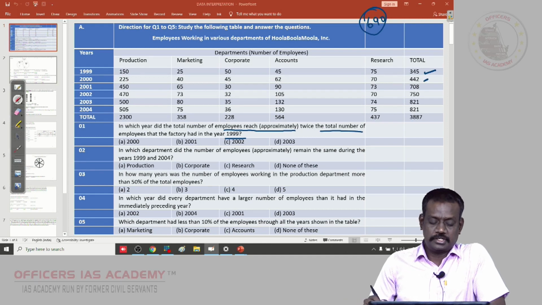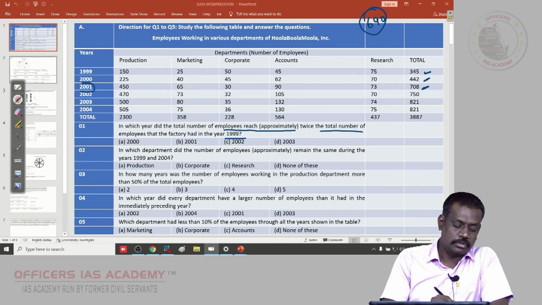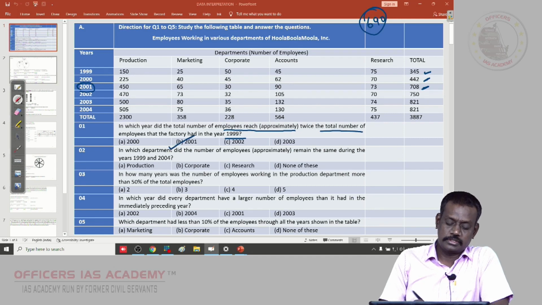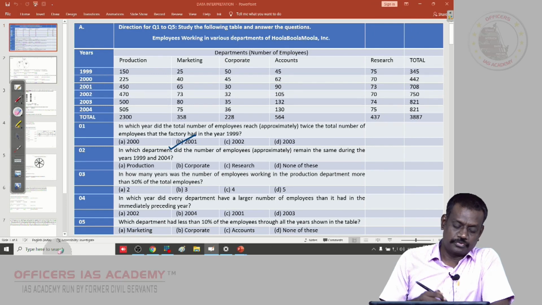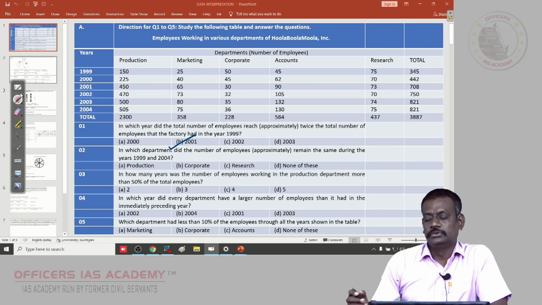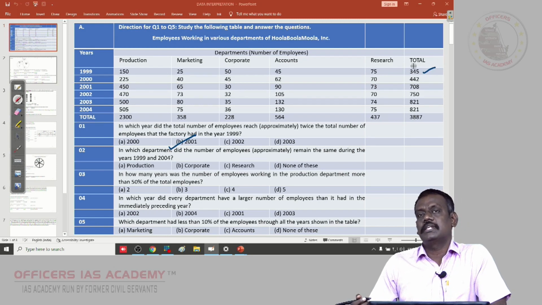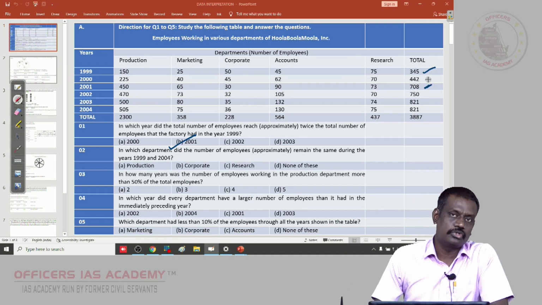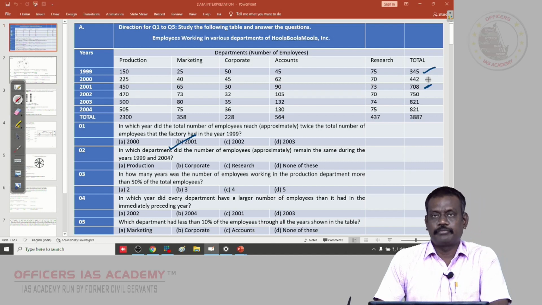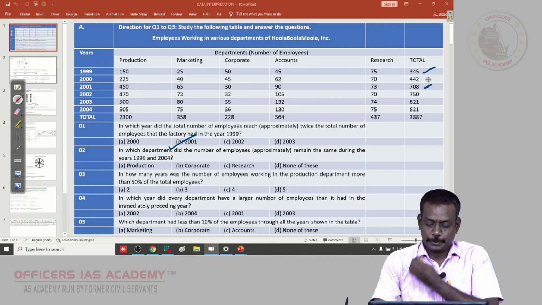So if you see the next year, in 2000 it is only 442, but in the next year you have 708. The 708 is somewhere closer to 690. So the year is 2001. Okay, so the answer is B. Clear, children? The answer is B. Is there any doubt in it, every one of you? Okay, because it is 345 and twice of 345 is 690. Your answer should be closer to 690. So we have the 708 which is closer to 690. Understood, children? Okay, good.